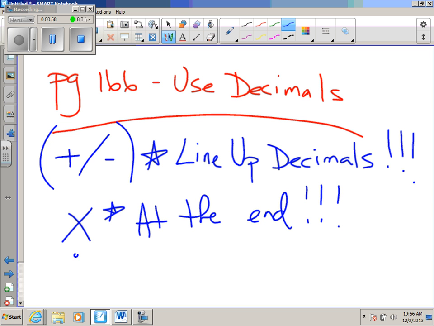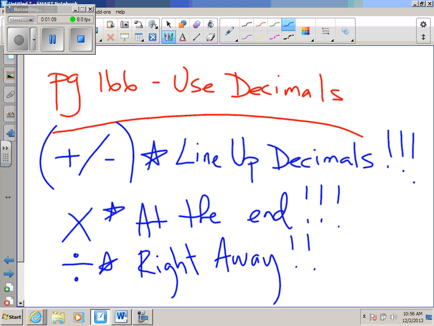And then when we divide, we take care of the decimal right away. Okay? So we make sure we're dividing by a whole number. If we are, we can carry that decimal right up to the top. If we're not, we make sure that what we're dividing by is a whole number. And however many decimal places I have to move that, that's how many I move it on the inside.